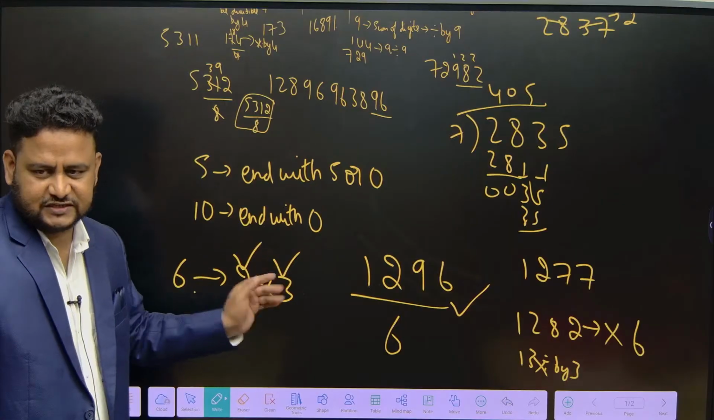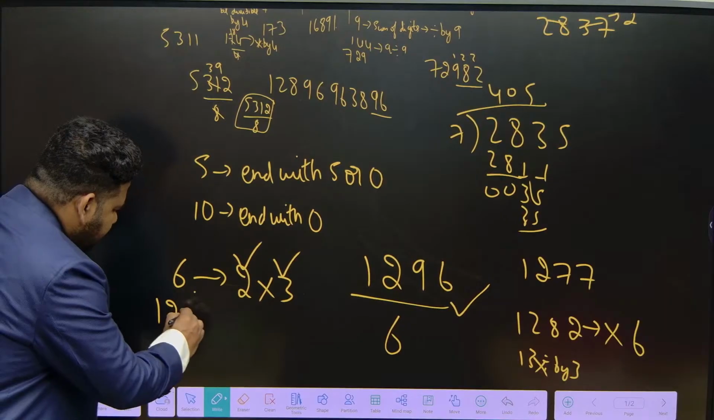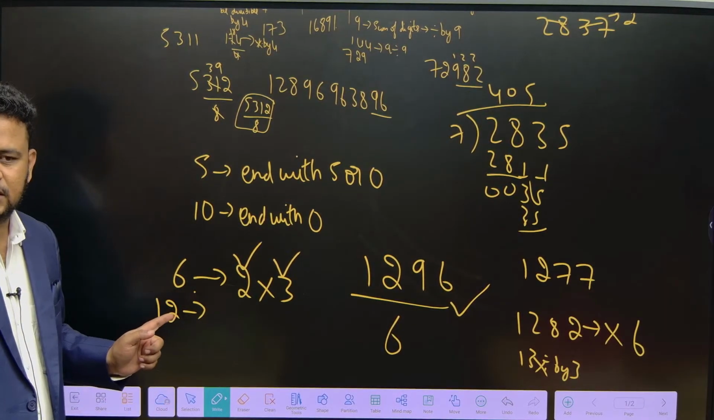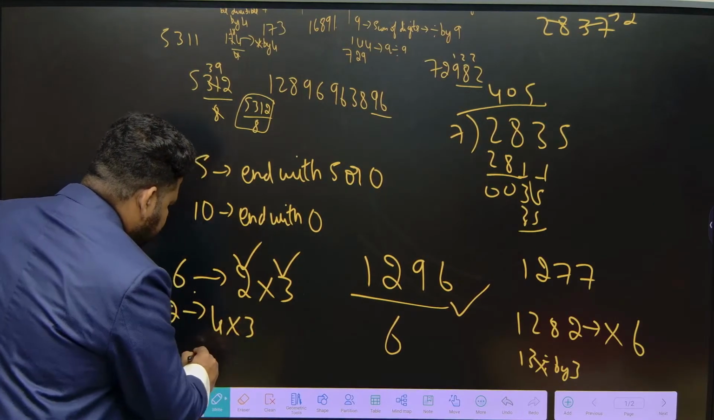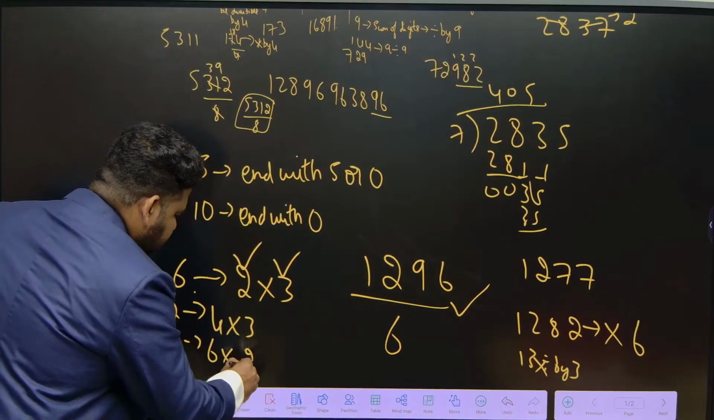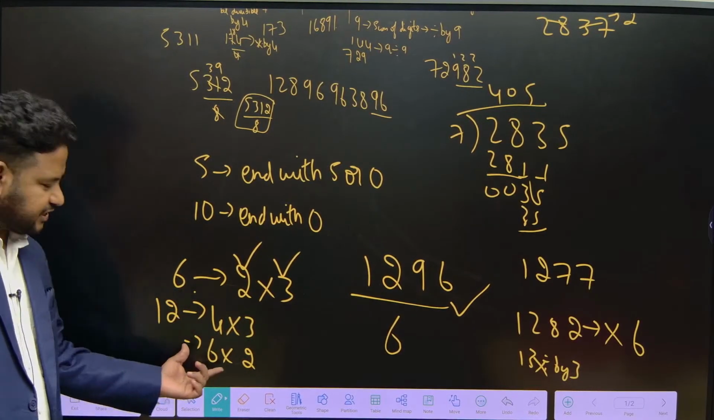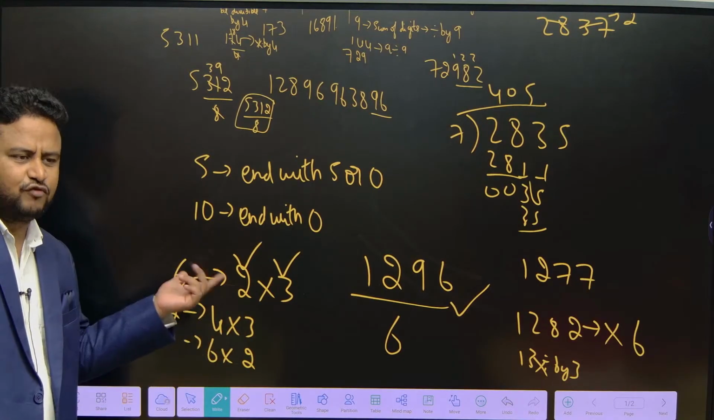So this is about 6. Now what is left? If I talk about 12, understand one thing, 12 can be written as 4 into 3, or it can also be written as 6 into 2. So whenever you want to check for 12, either you can check it like 6 into 2, or you can check it like 4 into 3. Let us go with 4 into 3, easy for us.